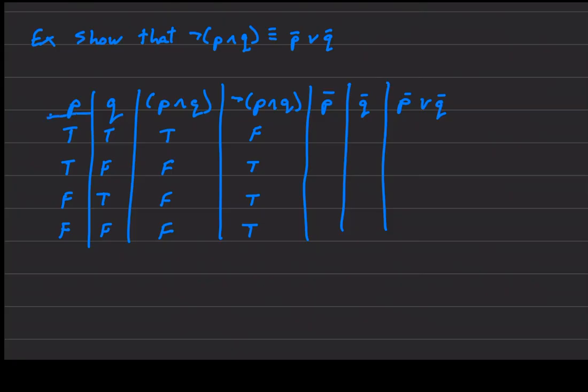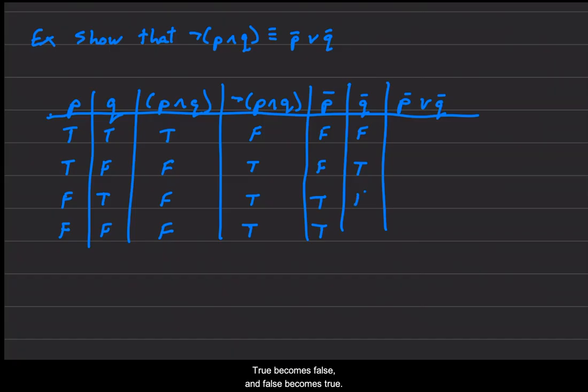Then I have the negation of P, so true becomes false, true becomes false, false becomes true, and false becomes true. The negation of Q, true becomes false, false becomes true, true becomes false, and false becomes true. Now I have the negation of P or the negation of Q.